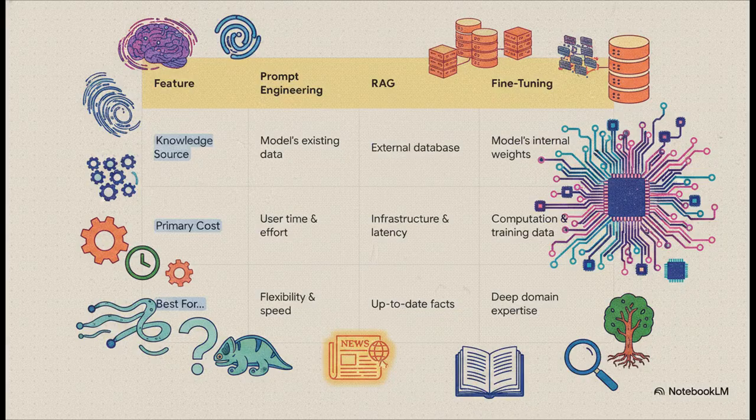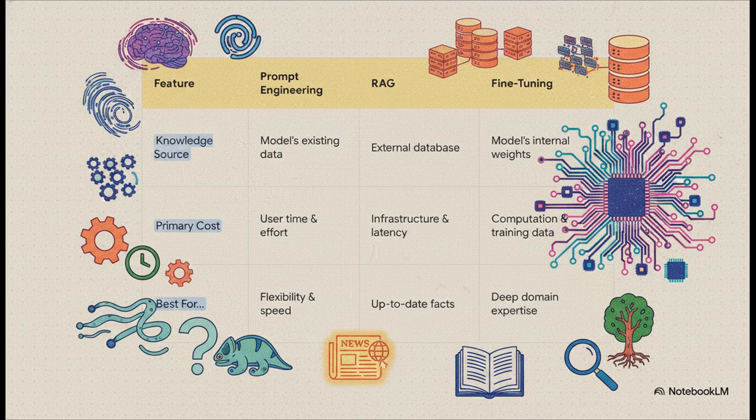So here it is, the ultimate cheat sheet that breaks it all down. For the knowledge source, prompt engineering just works with what the model already has. RAG goes out and consults an external database, and fine-tuning actually rewires the model's internal brain. The biggest cost? For prompt engineering, it's just your time and effort. For RAG, it's infrastructure and a bit of a speed hit. And for fine-tuning, it's some serious cash for computation and training data.